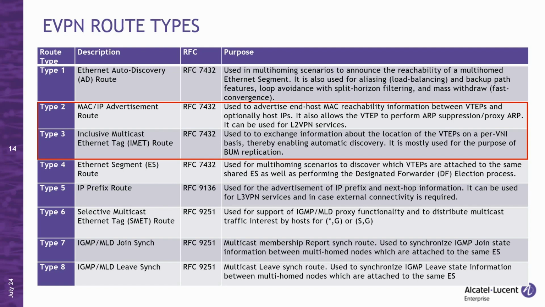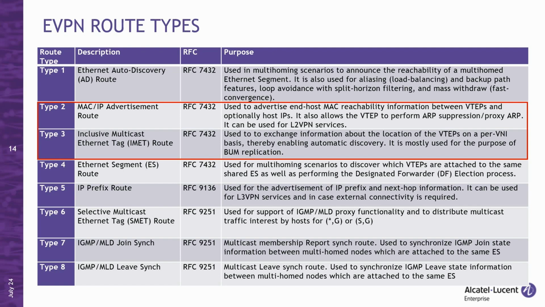The next route type, which is the most important one, is route type 2. This is used to advertise the MAC reachability information between the PEs or VTEPs. It can optionally advertise host IP addresses as well. It's used in features such as ARP suppression or proxy ARP. Route type 3, which is called the Inclusive Multicast Ethernet Tag, or IMET route, is used for the auto-discovery of remote peers to set up the BUM tunnels, also called the ingress replication list, over VxLAN. This is done by exchanging information about the location of VTEPs on a per VNI basis.